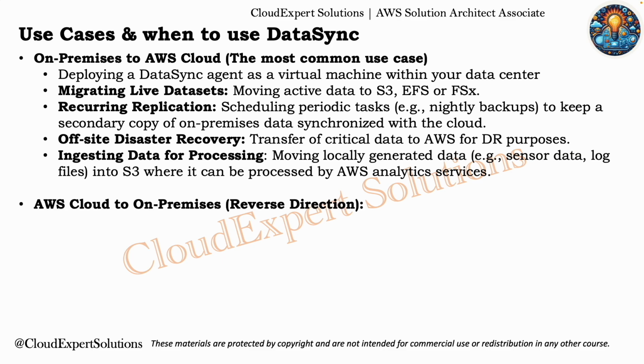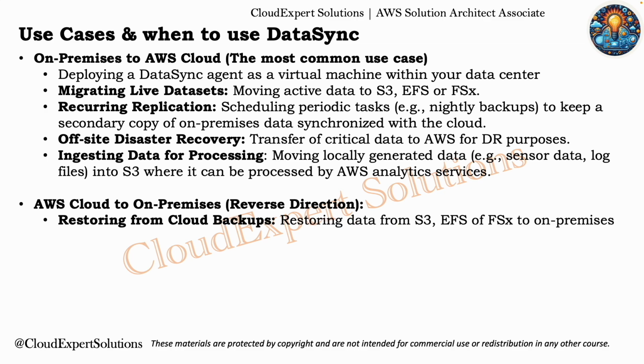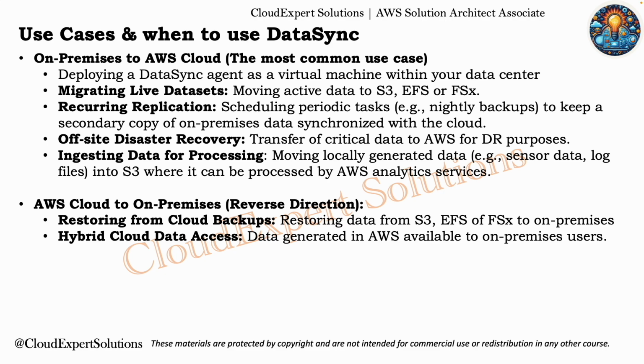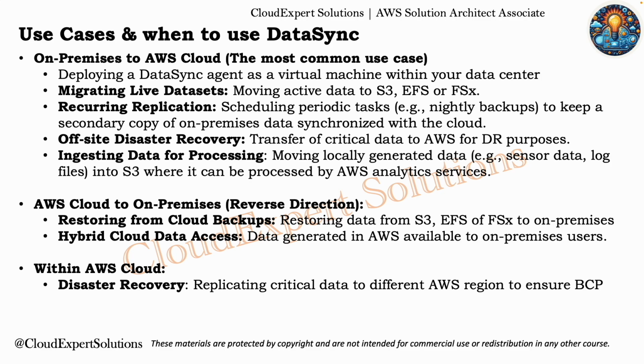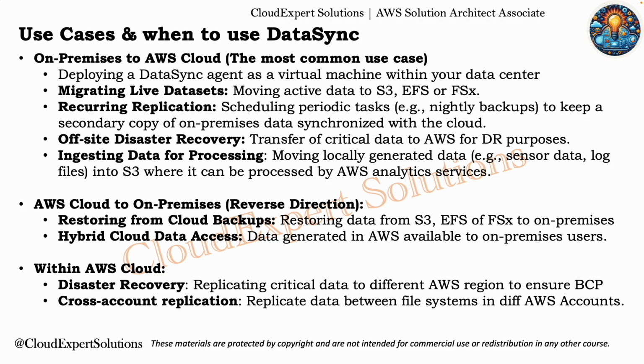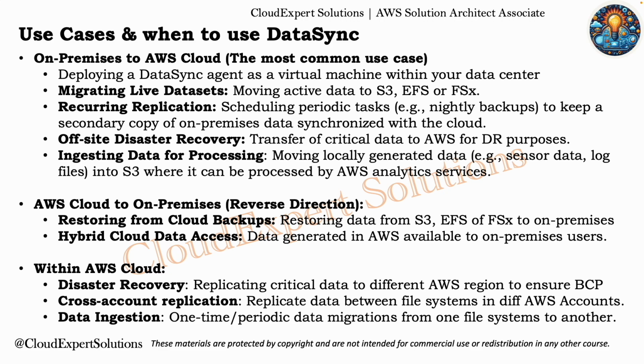AWS DataSync also works in the reverse direction. That is, you can use DataSync to bring data from the AWS Cloud to your on-premises data center. You can restore data from S3, EFS or FSx back to your on-premises environment during any recovery points or during disaster recovery. Or if you have a hybrid setup, you can make the data which was processed in AWS available to local applications or your on-premises users. And finally, DataSync can transfer data between your AWS services. For example, you can replicate critical data to a different AWS region to ensure business continuity in case of an outage in the primary region. You can also replicate data between file systems in different AWS accounts, or you can periodically transfer data from one storage service to another for analysis or processing.